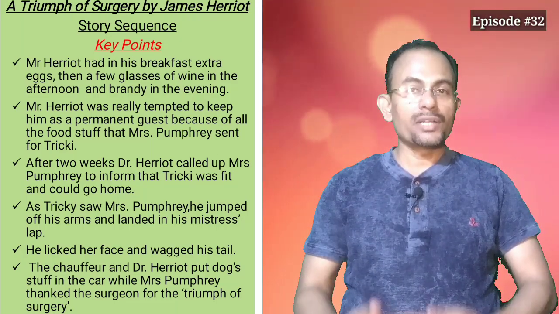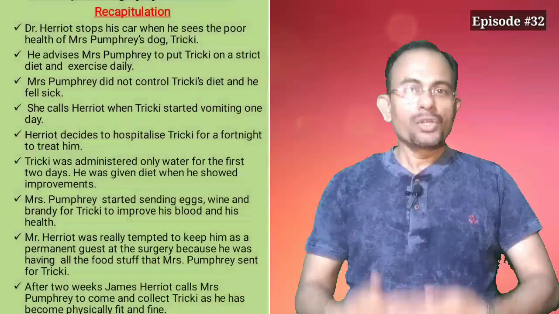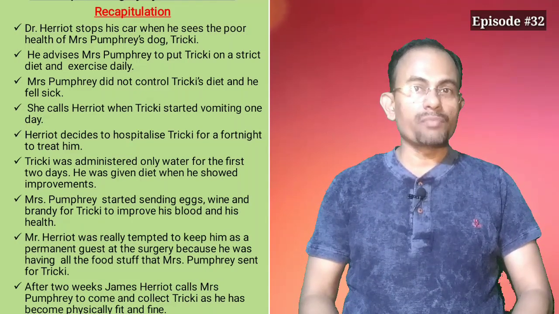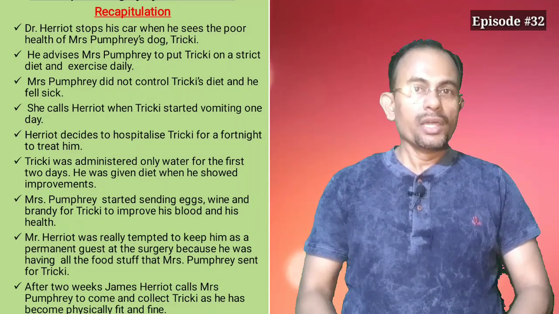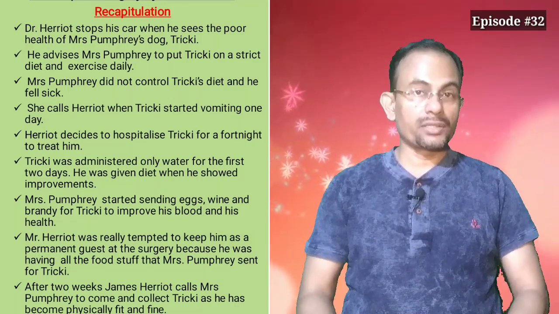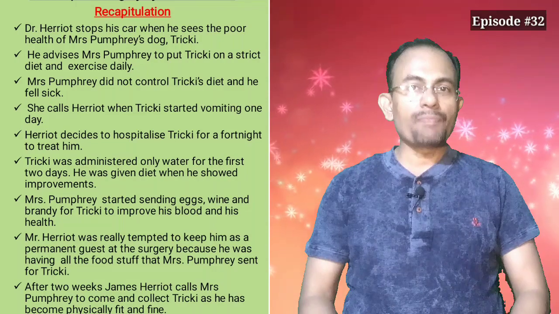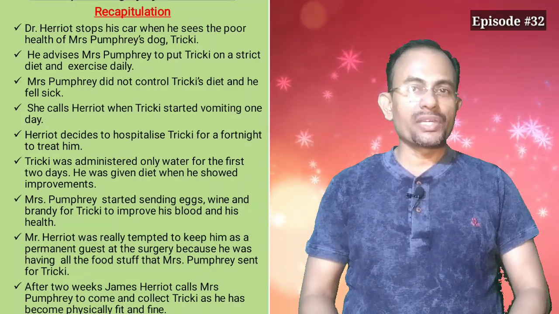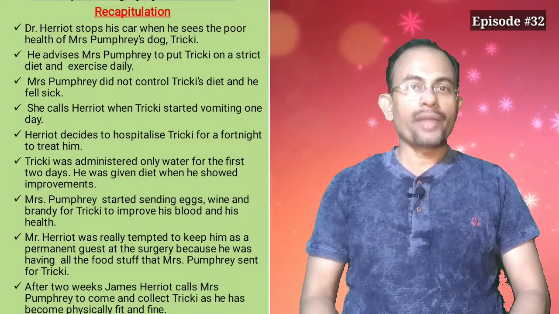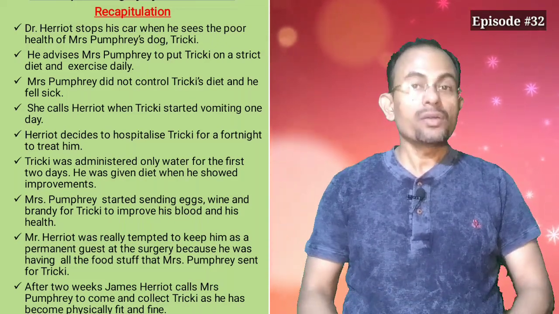Dear students, now let's move on to recapitulation. Dr. Herriot stops his car when he sees the poor health of Mrs. Pumphrey's dog, Tricky. He advised Mrs. Pumphrey to put Tricky on a strict diet and exercise daily. Mrs. Pumphrey did not control Tricky's diet and he fell sick. She calls Herriot when Tricky started vomiting one day.